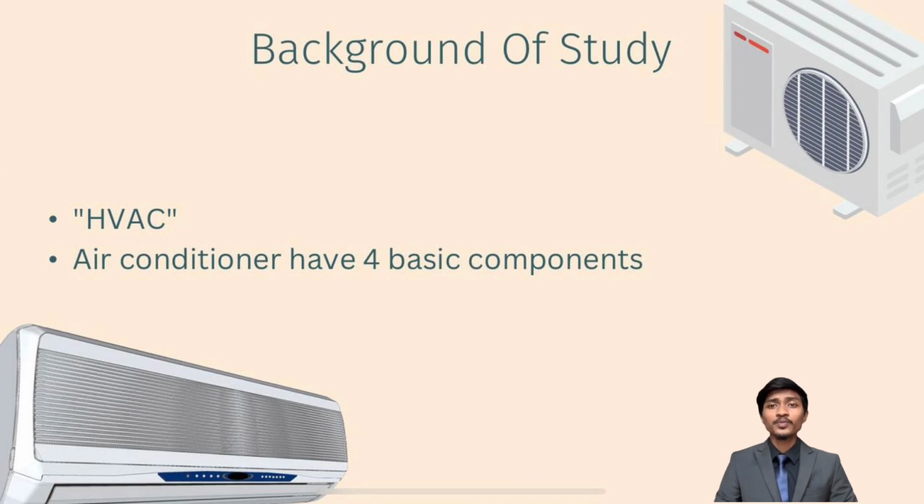Point number 2: air conditioner unit has 4 basic components. It is compressor, condenser, expansion valve and evaporator. The air conditioning machine will not operate properly if it is missing any of these 4 essential parts. The basic of the refrigerant cycle cannot function without these 4 components being present.